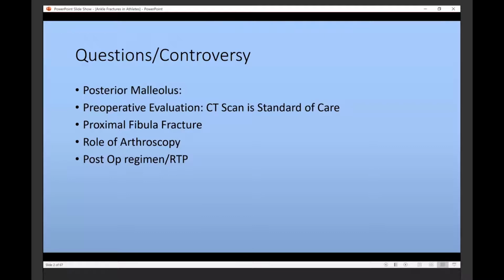And so I think the controversies now are the posterior malleolus, and going with that, the use of a CT scan to evaluate all these fractures. Also, how far up we fix a proximal fibular fracture. We'll talk just a few minutes on the role of arthroscopy involving these, and then we'll all chime in on the post-op regimen and return to play.